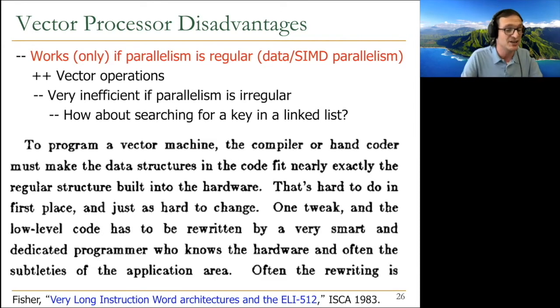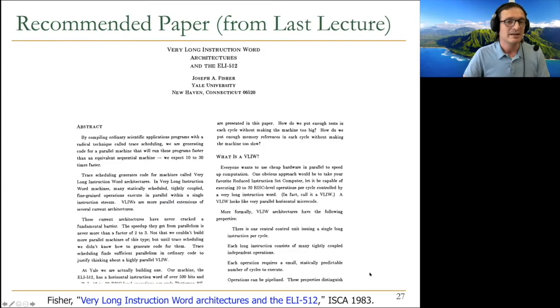So that's why when Fisher introduced the very long instruction word architectures, he wrote this: to program a vector machine, the compiler or handcoder must make the data structures in the code fit nearly exactly the regular structure built into the hardware. That's hard to do in the first place and just as hard to change. One tweak and the low-level code has to be rewritten by a very smart and dedicated programmer who knows the hardware and often the subtleties of the application area. So that's going to be very important, as we will see multiple times in this lecture. We're going to quote some examples, and if you have bank conflicts, for example, it's not going to work very well. Often the rewriting is hard, etc., as he says later. And again, this is directly from your recommended paper from last time.